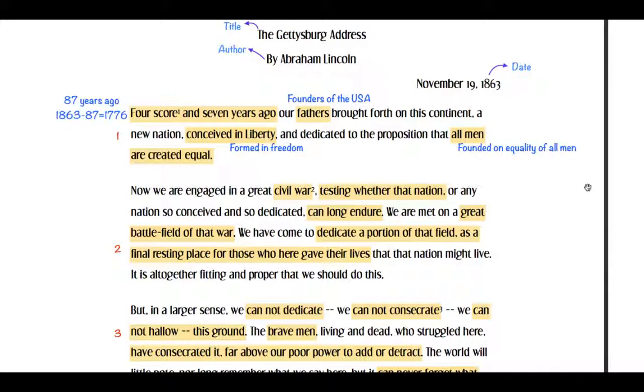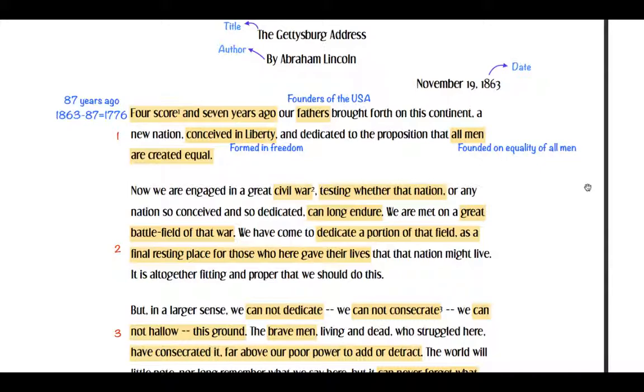All right, so the founding fathers, they brought forth this new nation that was conceived in liberty. We said in class that conceived means born or formed or created. Liberty is freedom. So I wrote down formed and freedom there. And lastly, dedicated to the proposition that all men are created equal. You may not exactly know what a proposition is. It's a very big advanced vocabulary word, but that's all right. You can figure out based on the context of that sentence that he's talking about the belief or the idea that all men are created equal. So that's what I wrote down.